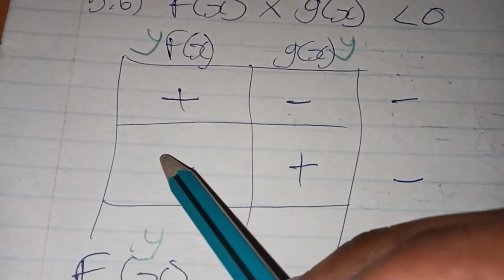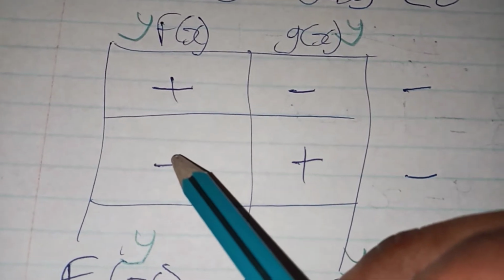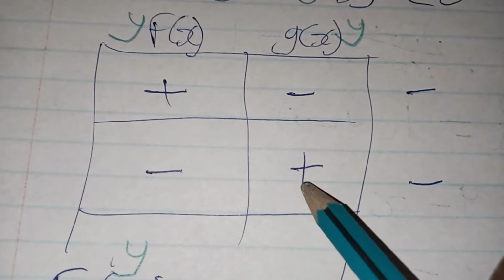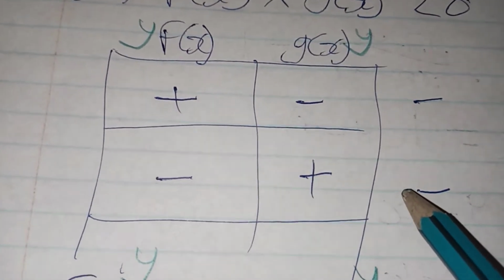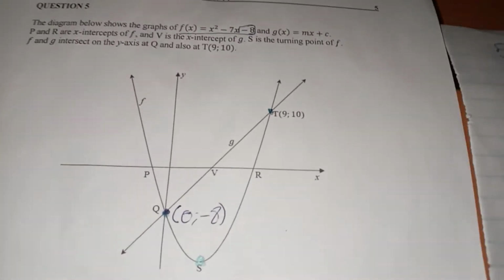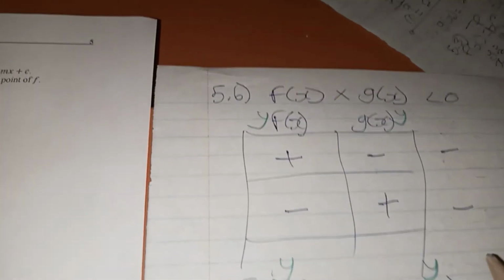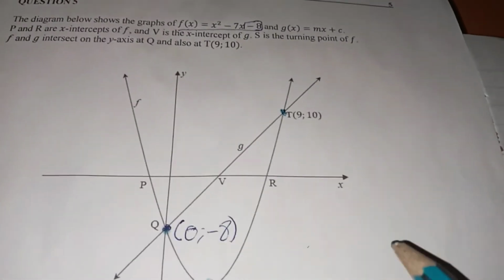Or I might have negative y values of f multiplied by positive y values of g, which will now give me a negative product. So looking at my graph now, I'll start with the first one, and I'll use a different color now to explain it. So I'm looking for positive y values of f, right? Where do I have positive y values of f?